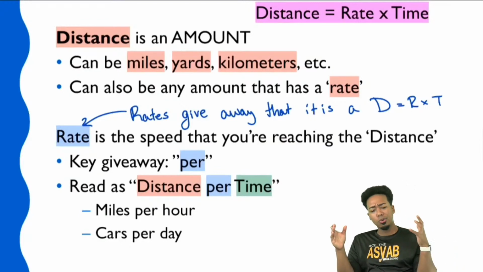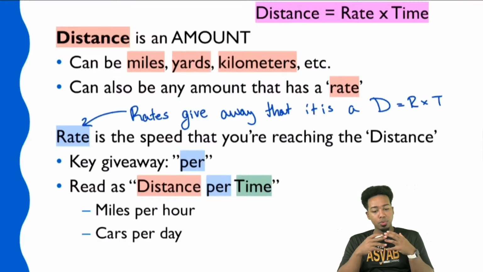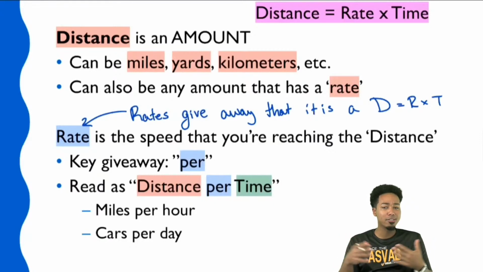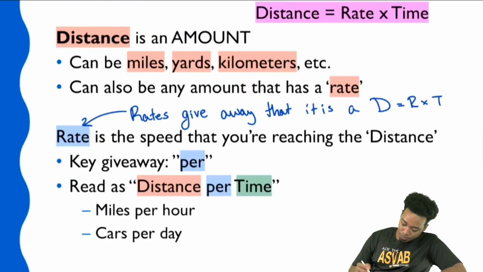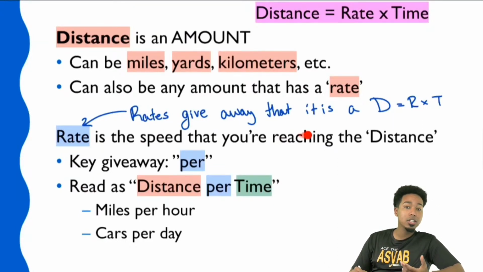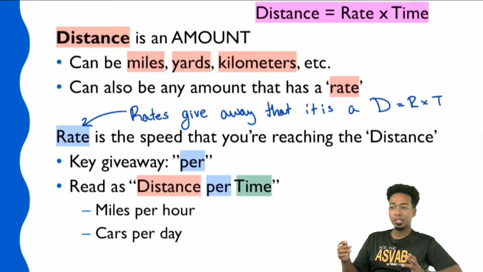So let's talk about what the rate really is, because we talk about rate all the time, but what is it? How do we point it out? What are the giveaways? I got you right here. Here's your crash course. Basically, the rate is the speed at which you're accomplishing the distance. I'll give you a couple of examples. If the problem is about how many miles you're driving, the rate would be miles per hour. If you're talking about how many cars a dealership is selling per day, the rate would be cars per day. How many cars are being sold per day?